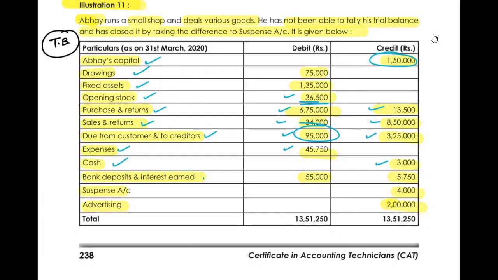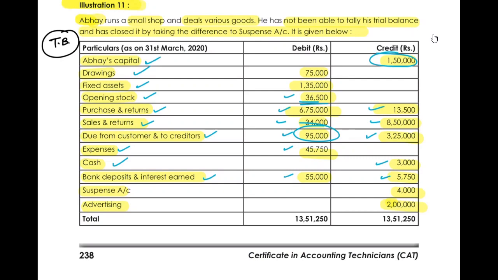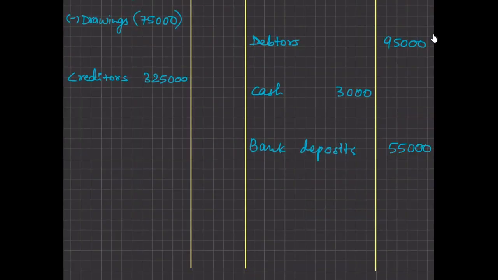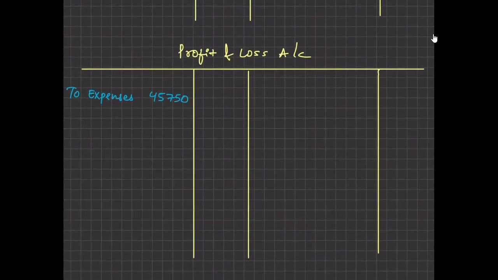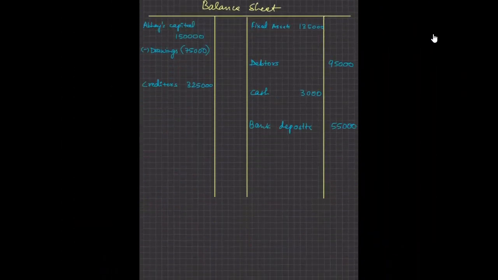Then we have bank deposit of 55,000. And we have interest earned of 5,750. So that will go to your P&L. Then we have suspense account. Sir, where will this go? Let's prepare a suspense account separately. Okay.